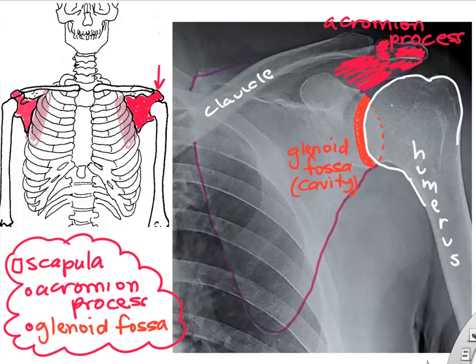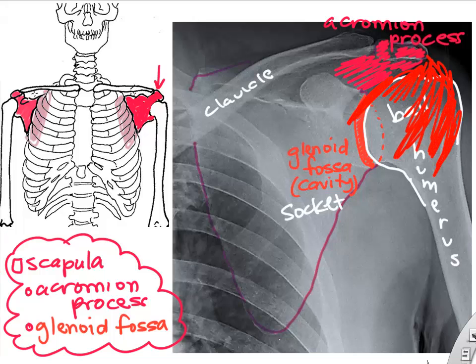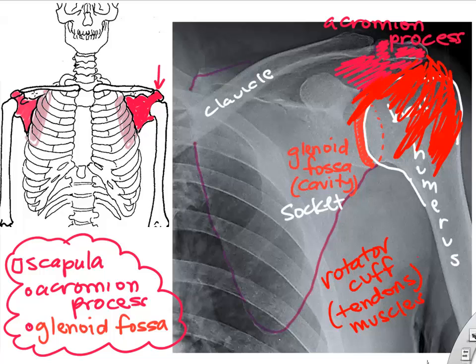The glenoid fossa helps hold the ball of the humerus, called the humeral head. We also have all these muscles and tendons that come around, called the rotator cuff tendons. We're not going to learn those muscles much this semester, but they come around your humerus right under that acromion process, and so that can cause some pain.